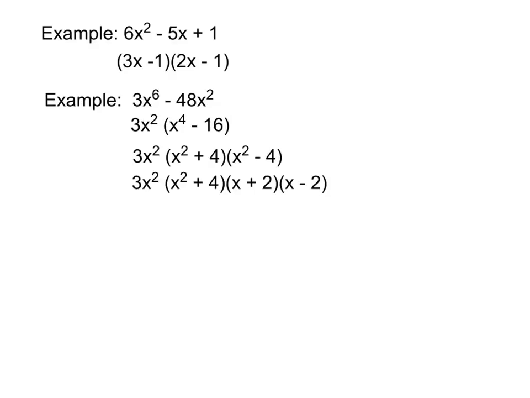So our result now is 3x squared times the quantity x squared plus 4, times the quantity x plus 2, times the quantity x minus 2. And we can't go any further. The x squared plus 4 is not a difference of squares, so at this point we have totally factored our original example.